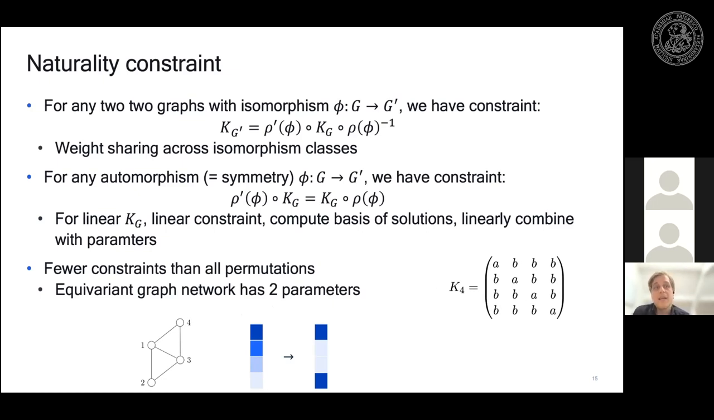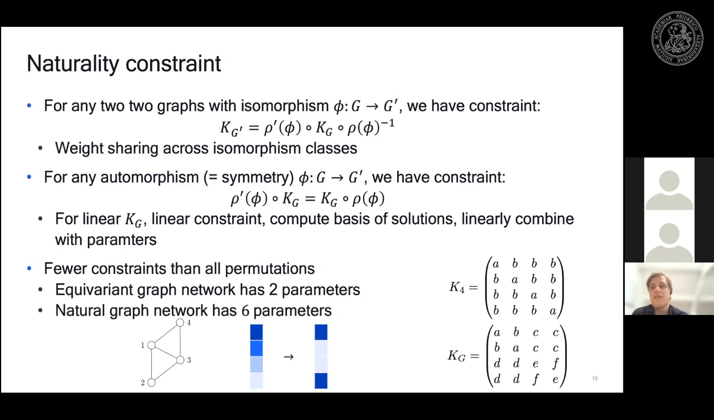And this is because the equivariant graph network gets a constraint for all permutations in S4. However, the natural graph network gets a constraint only for all the automorphisms of the graph. And the automorphisms of this graph are just swapping nodes one and three, and swapping nodes two and four. So these are fewer constraints. And because we have fewer constraints, we have more solutions.